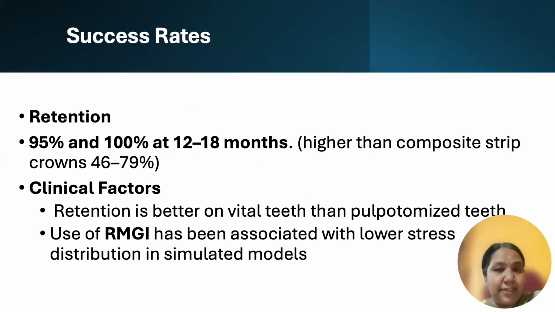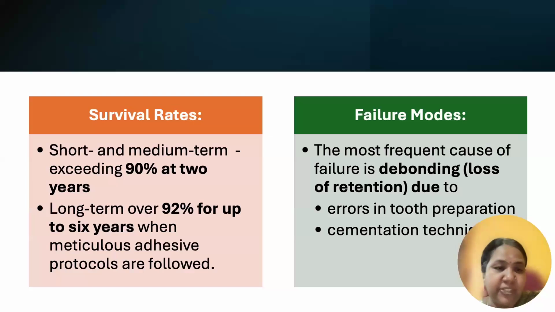Let us look at the success rate or retention of these crowns. They have a retention rate of about 95 to 100% in 12 to 18 months, which is much, much higher than composite strip crowns, which are somewhere between 46 to 80%. And the retention of these crowns is better on vital teeth than pulpotomized teeth. And use of RMGIC has been associated with lower stress distribution, especially in simulated models.